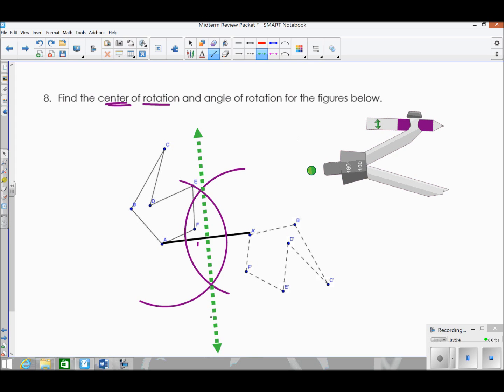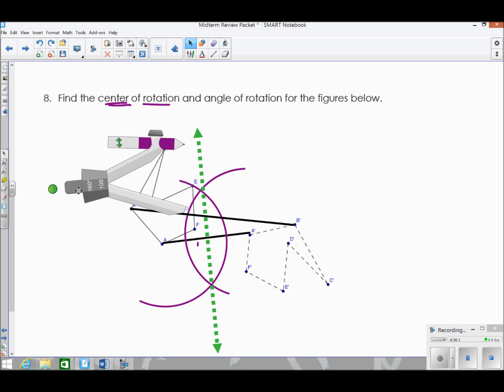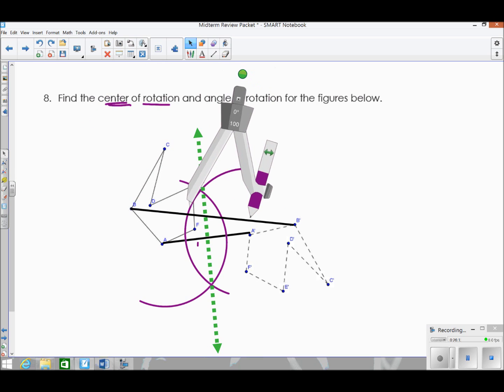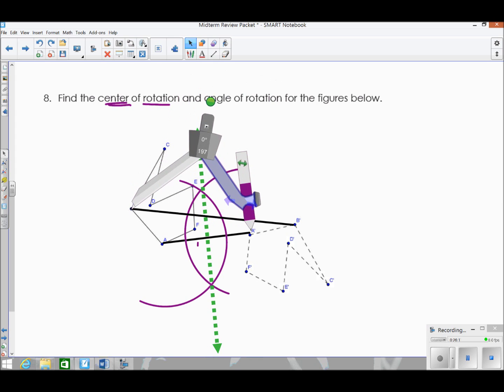So I know that the point has to be somewhere on this line, I just don't know where on this line. What that means is I need to construct another perpendicular bisector. So I'm going to pick another set of points. Let's say I pick B to B prime, a pre-image and an image. I'm going to take my compass and go more than halfway again. So I'm going to start here and expand it more than halfway.